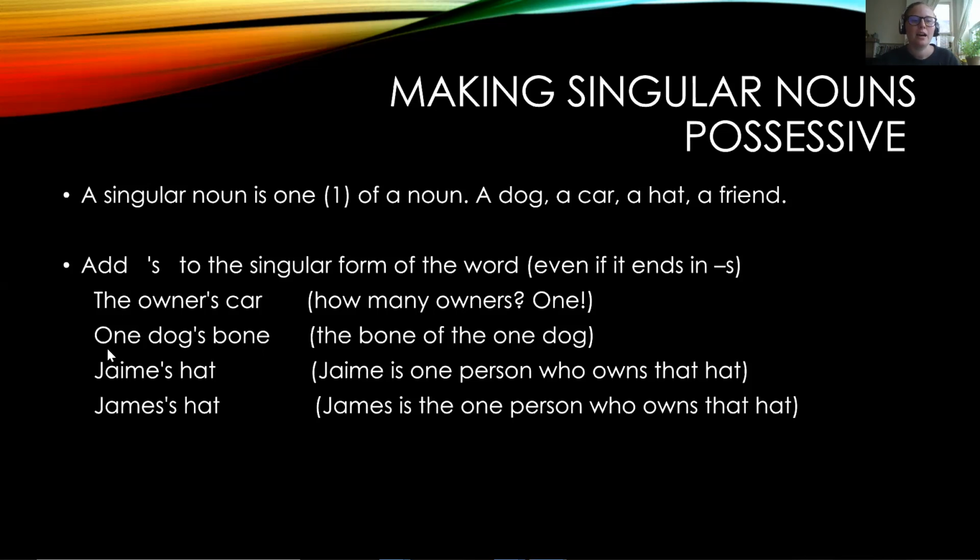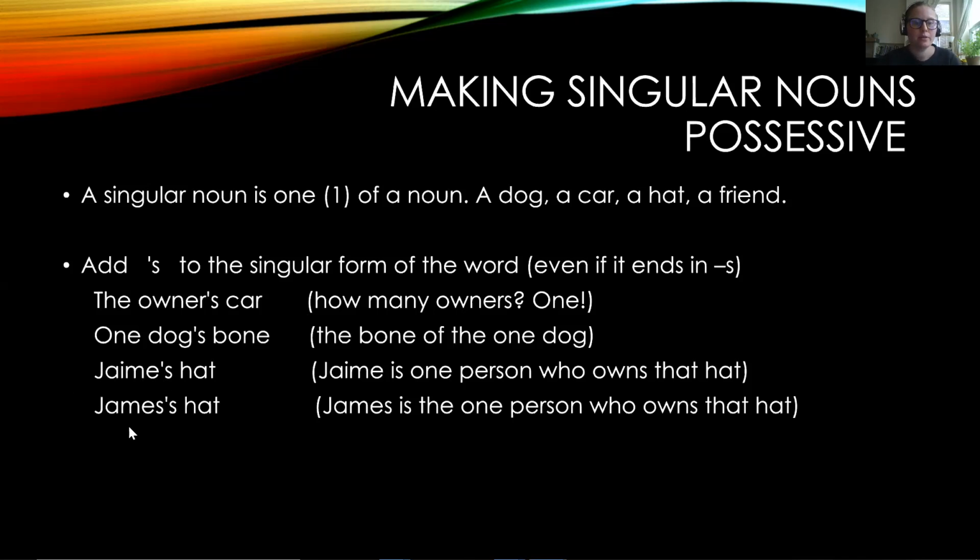All right. Then we have Jaime's hat, right? Jaime is the one person who owns that hat. This is one of the clear ways to know if something's singular possessive: you have a proper noun. I know it's a proper noun because it's a person's name and it's capitalized with that first letter. So we know that this is one person named Jaime, and we have the apostrophe S to show us that this hat belongs to Jaime.